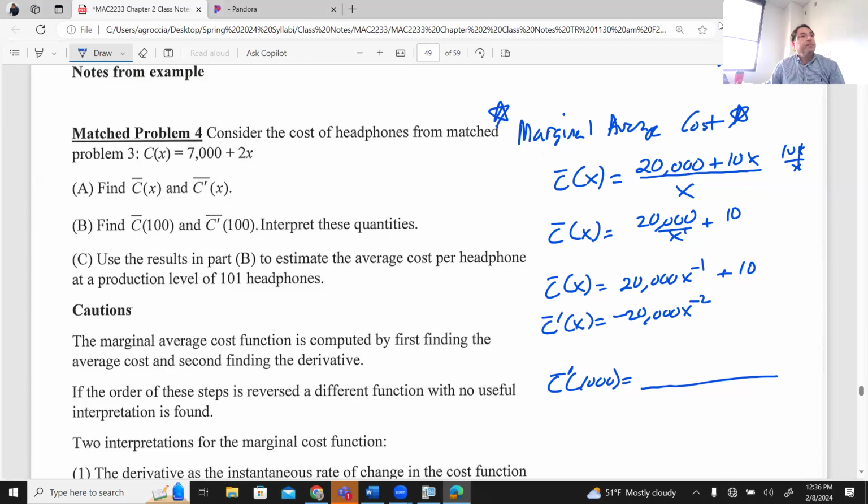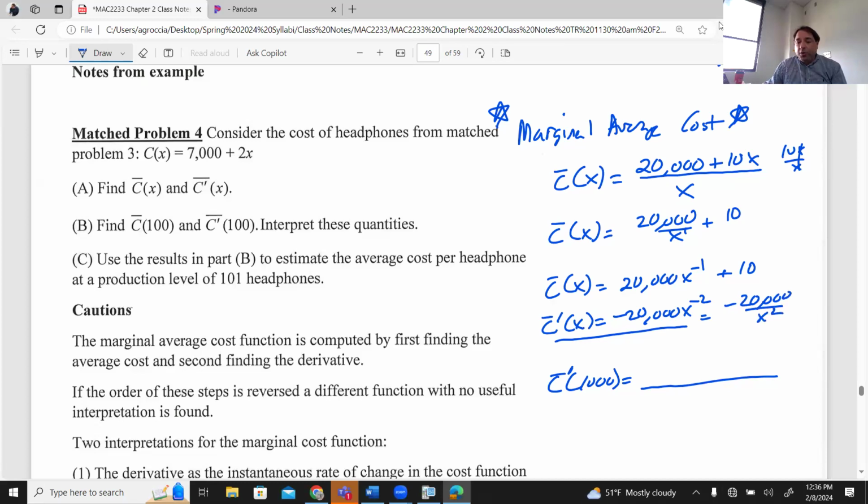Derivative of 10? 0, right? So -1 times 20,000 is -20,000. -1 minus 1 is -2. We should all be comfortable with that. Derivative of 10 is 0. This is your derivative, which can also be written as -20,000 over X squared.